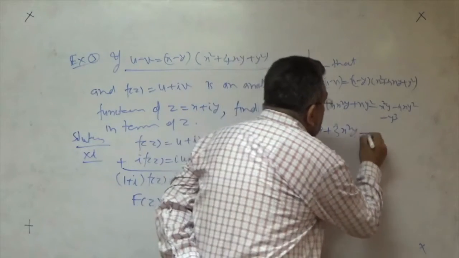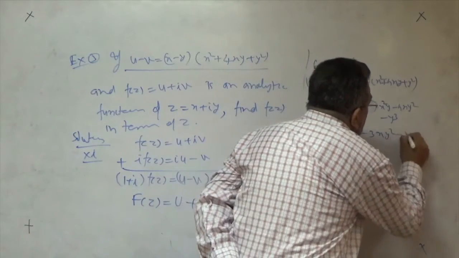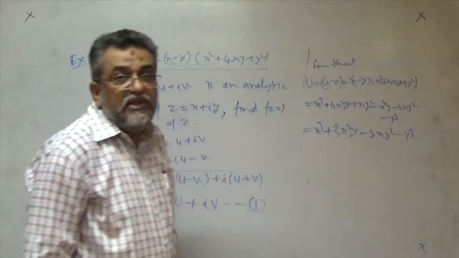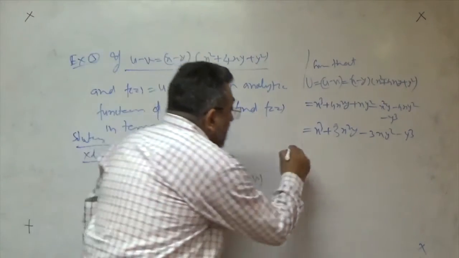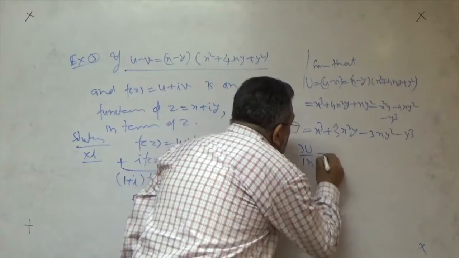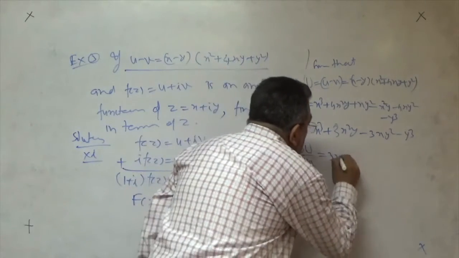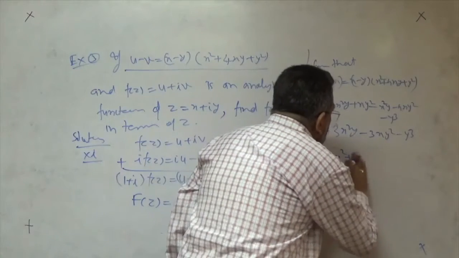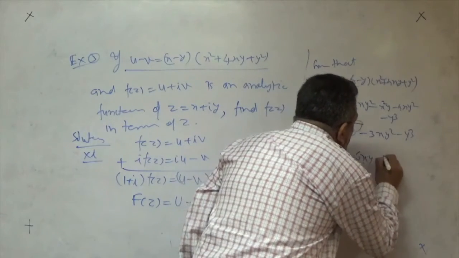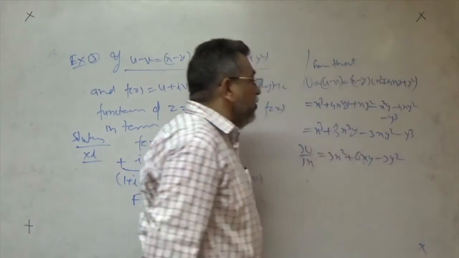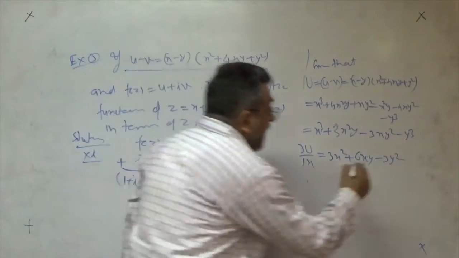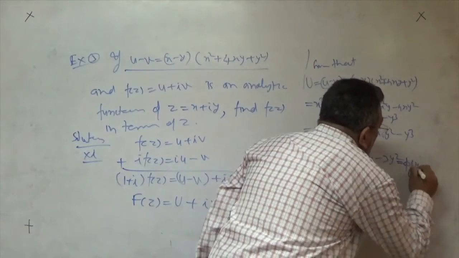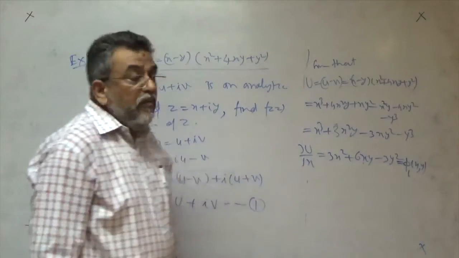Xy square minus this, that is minus 3xy square. Finally, we get this after multiplication. So the real part is given. By the Milne-Thomson method, first we have to calculate del u by del x, that is 3x square plus 6xy minus 3y square, and y cube is 0. We take this as phi 1 of x, y for the Milne-Thomson method.